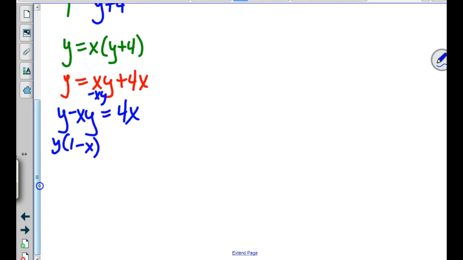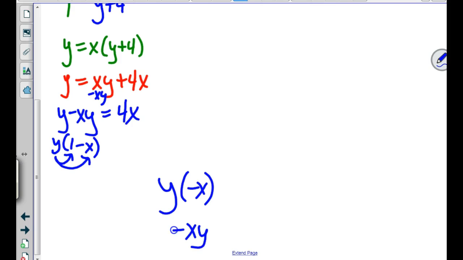Right? If I have to be able to distribute this back, if it was just this, when I multiplied it back together, I'd get negative xy. Is that what I started with? No, I had 2 terms, so I need 2 terms after I take out the y.